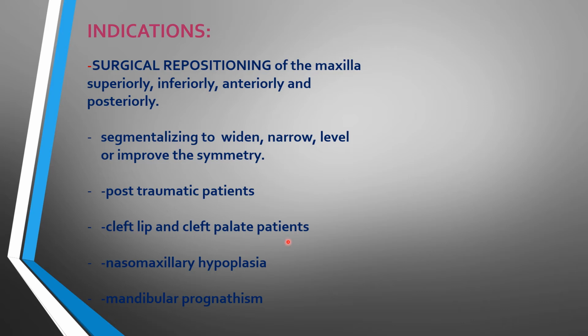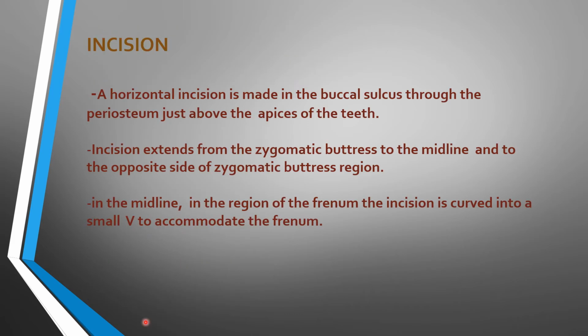in post-traumatic patients, in cleft lip and cleft palate patients, in nasomaxillary hypoplasia patients, and in patients with mandibular prognathism, that is, the mandible is in forward direction and the maxilla is in backward direction, whether it may be since birth or due to any trauma. So what type of incision is made?